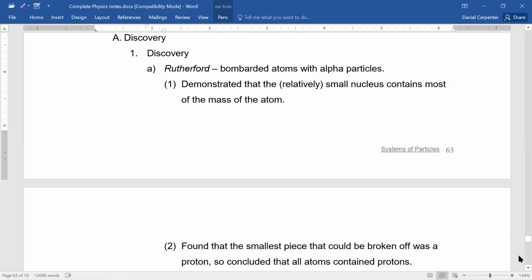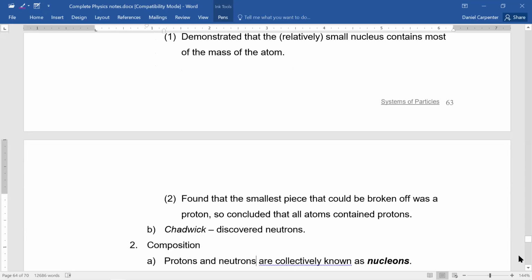So he decided, he showed that most of the mass of the atom was in a very, very small area of the atom, and that is what we now know to be the nucleus. And most of the mass, like 99 point something percent of the mass probably of the nucleus, is in some tiny fraction, 2 or 3 or less percent of the atom. He found that the smallest piece that could be broken off was a proton, so concluded that all atoms contain protons. All nuclei contain protons.